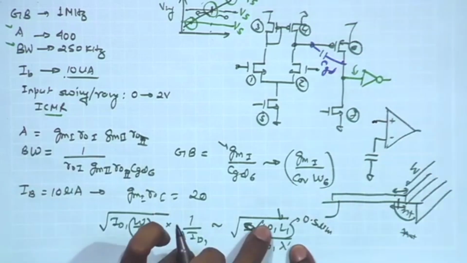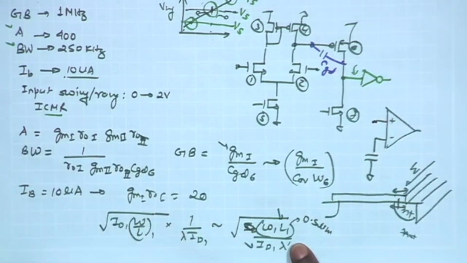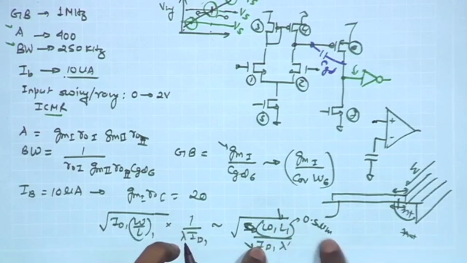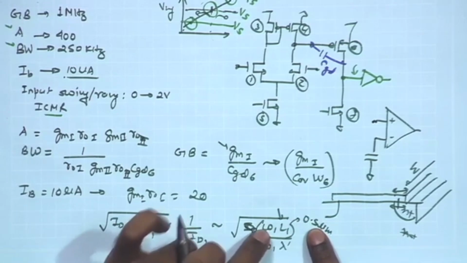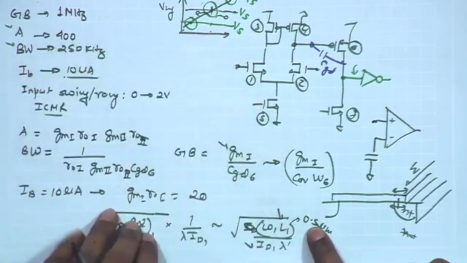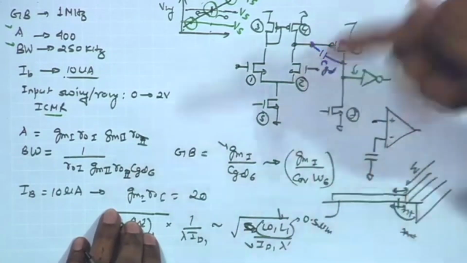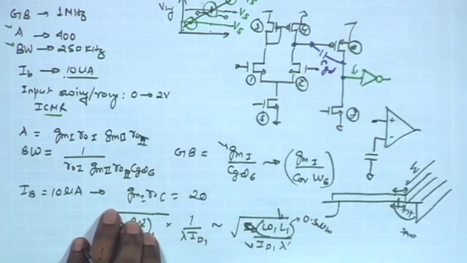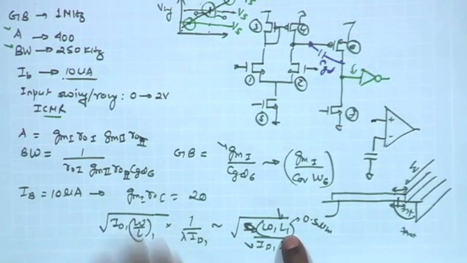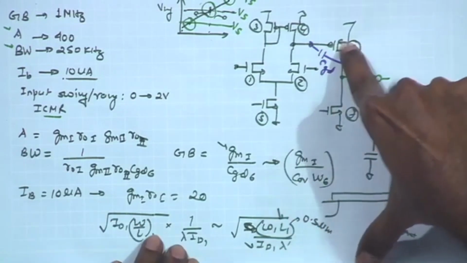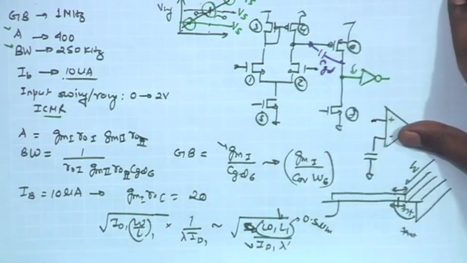So, when I have this W1 and L1 in the first stage determined, that for this particular channel length I need a certain W1 to get a gain of 20. It also gives me the W for the second stage transistors, and also we have assumed that the channel lengths are similar. So, I get the W for the second stage transistors also, to get the similar GM2 RO2 value.